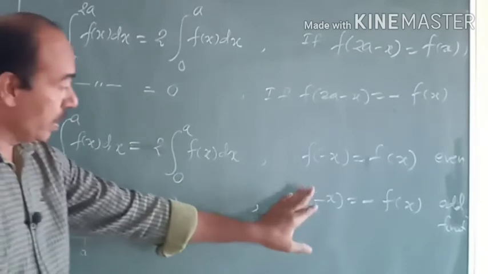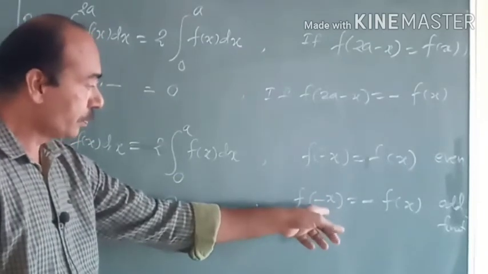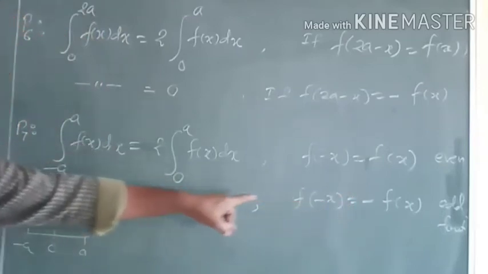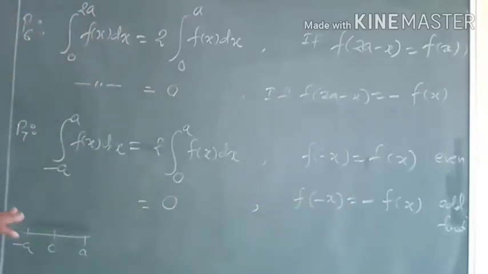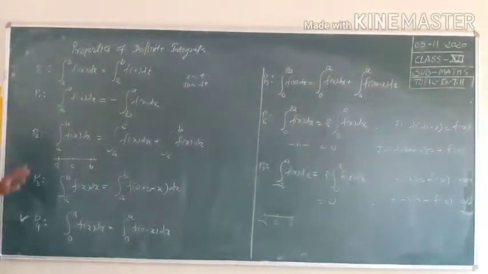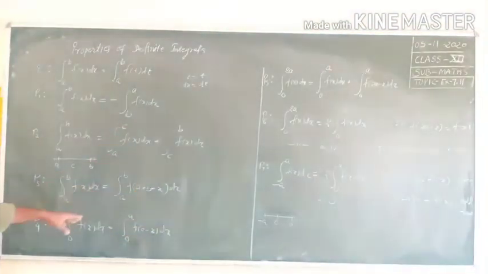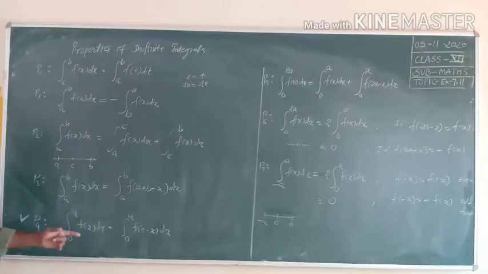But if we replace x by minus x and we get minus f of x, it means the function is odd, and then you will get 0.